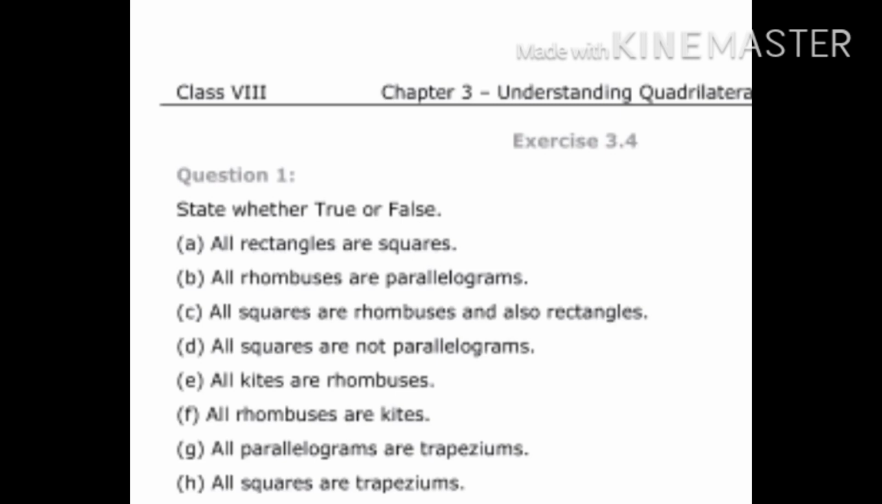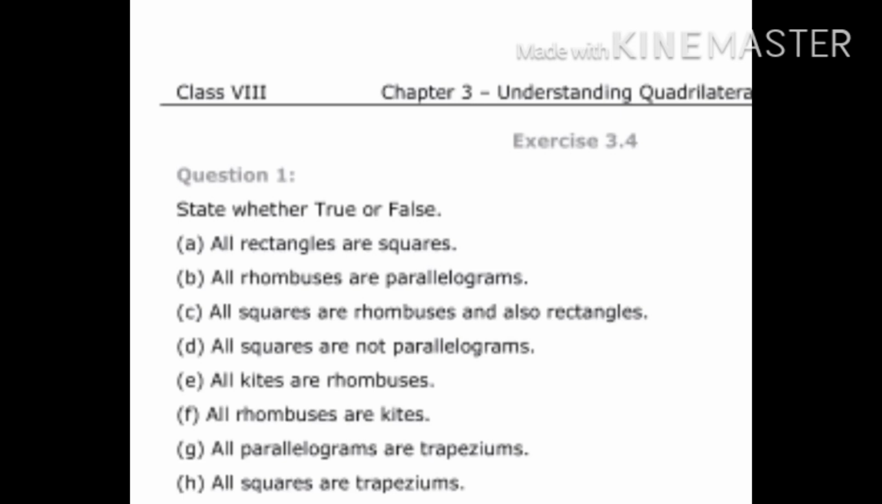Number B was all rhombuses are parallelogram. Now it is true because opposite sides of a rhombus are equal and parallel to each other. Number C was all squares are rhombuses and also rectangles. Now it is true. All squares are rhombuses as all sides of a square are of equal length, and all squares are also rectangles as each internal angle measures 90 degree.